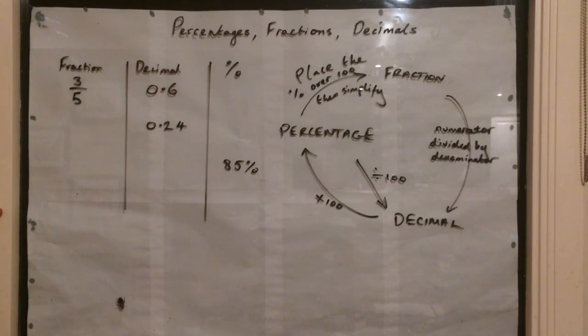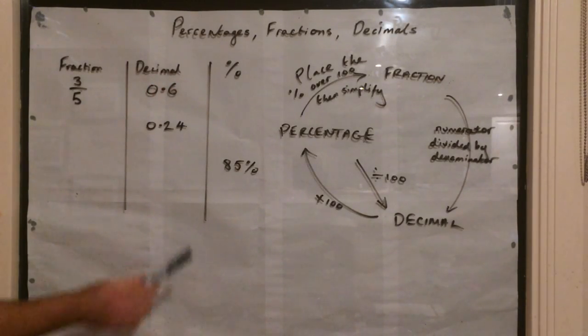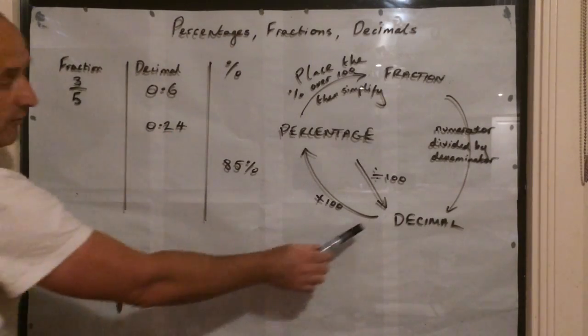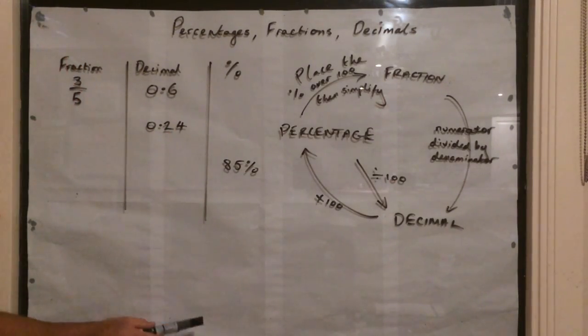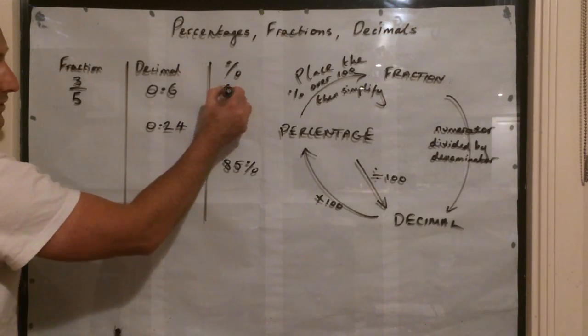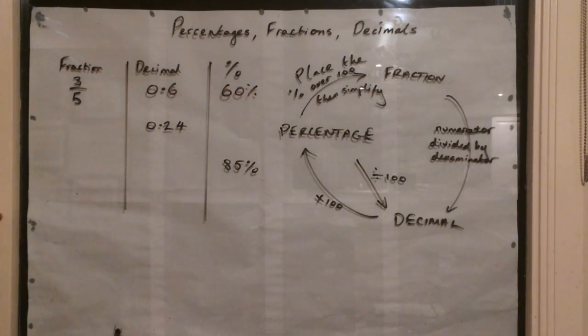Okay, now what we're going to do is we're going to change a decimal into a percentage. So to change a decimal into a percentage, we multiply it by 100. So that's going to give us 60%.